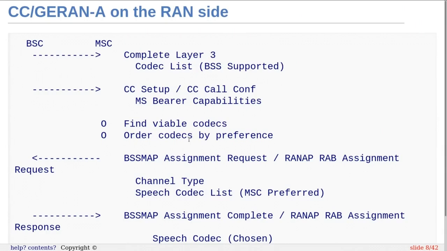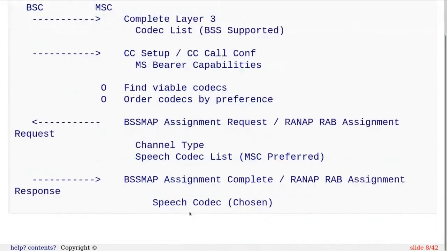And what we need to do is combine those and pick our favorite one, put it in the top, and then send out the assignment request. And in there, we send a channel type, and then later we get told which codec was chosen. So what does this look like in detail?